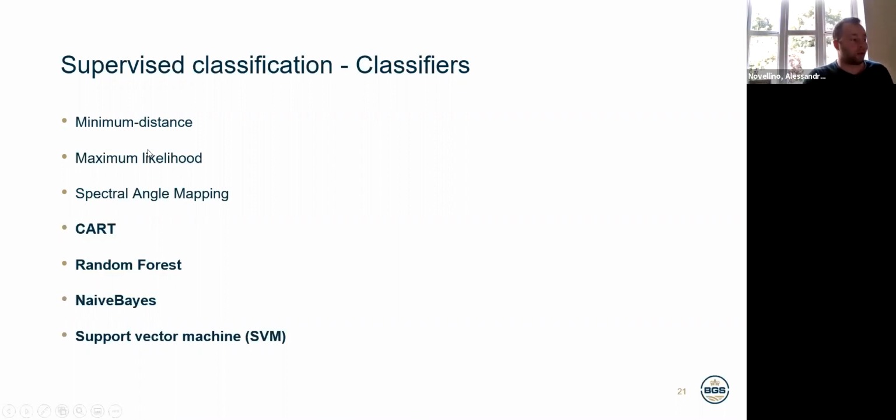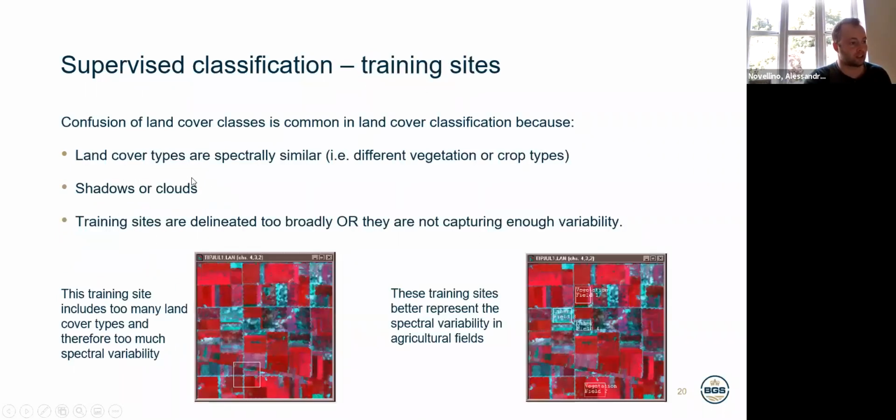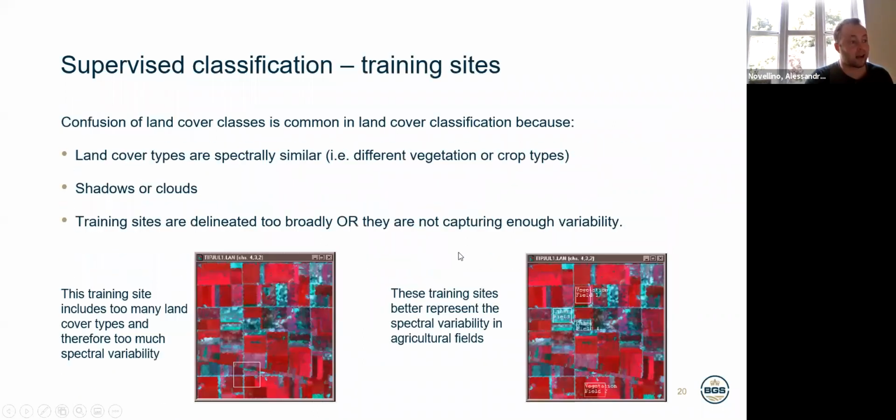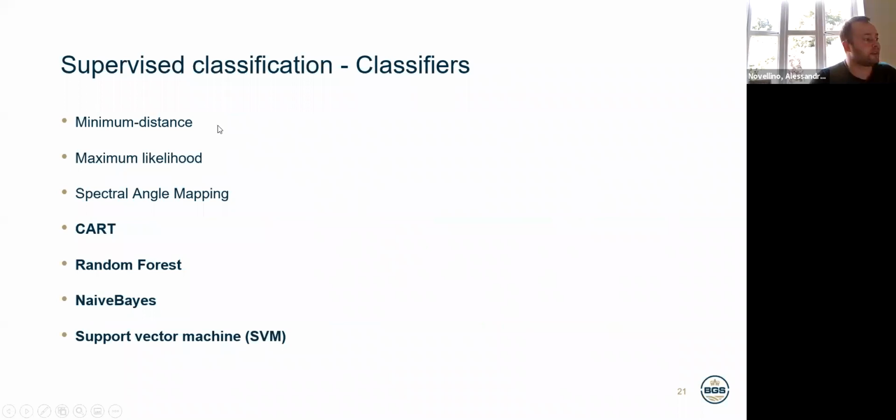This is something that we have to do regardless of the type of classifier. The classifier is essentially, I will go back, how we match this with this: the training sites with the unknown pixels. These are probably the 7 most used. I'm going to show everything, but the last 4 are the ones available in Google Earth Engine. So these are the ones we can play with tomorrow.